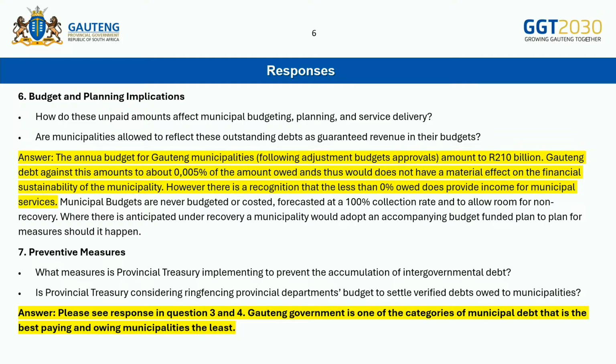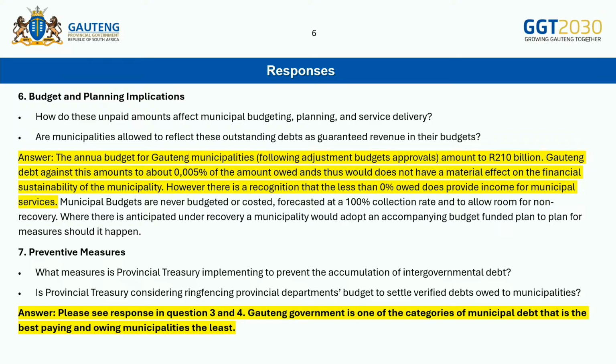And Chair, the Gauteng debt in composition of the total budget of municipalities amounts to less than 1% of the amount owed, and thus would not, in our view, Chair, have a material effect on the financial sustainability of our municipalities. But Chair, there's always a recognition that we have an obligation to settle our debt to municipalities. So it does not matter whether we owe 1 or 2%. We also have an obligation to make sure that that debt is settled, because municipalities are budgeting for that and budgeting to finance matters related to service delivery.